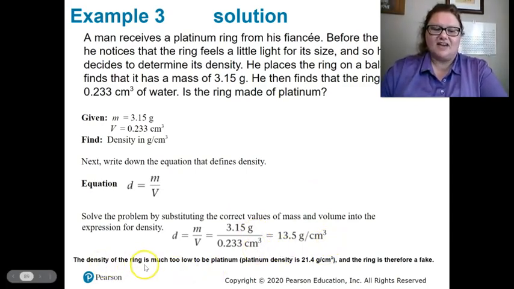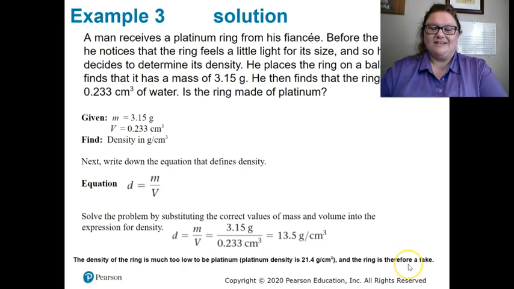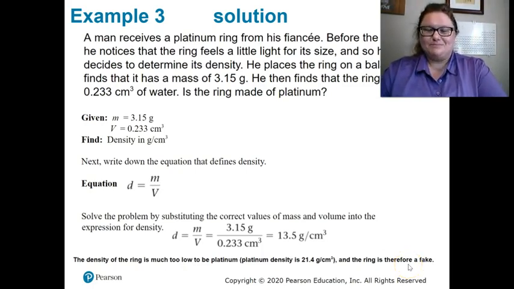And so lastly, we can compare the 13.5 we got for density to platinum. Platinum's density is found to be 21.4. So that ring is not platinum. Bum, bum, bum.